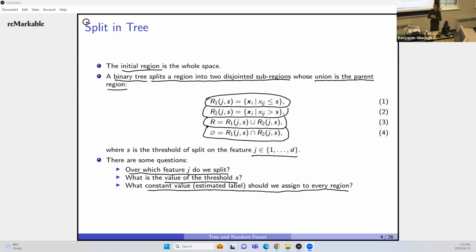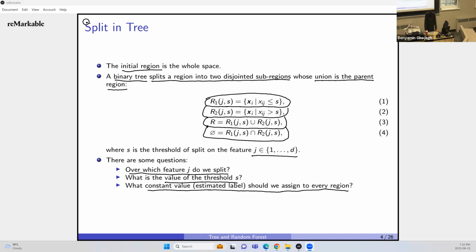Okay, which feature do we split at that depth of the tree? For example, what is the value of the threshold? What threshold do we use for the split? And what constant value should we assign to every region? Because we want to estimate every region by some label.